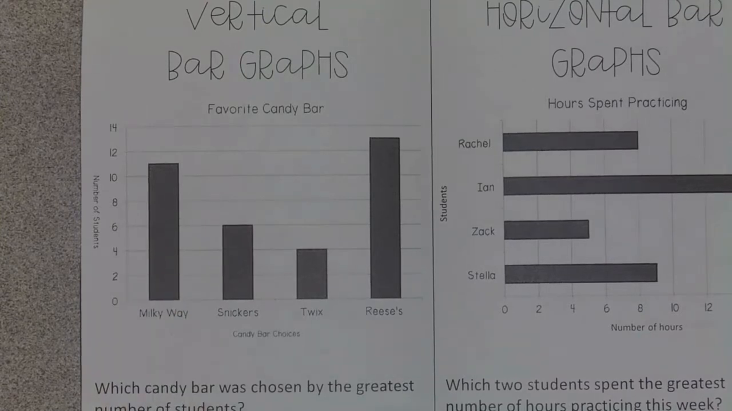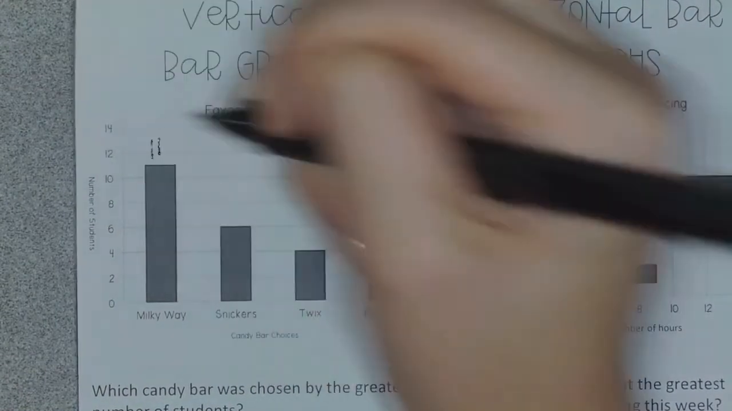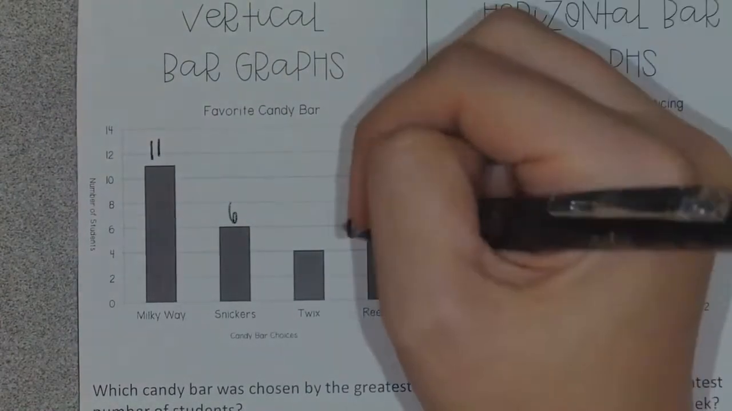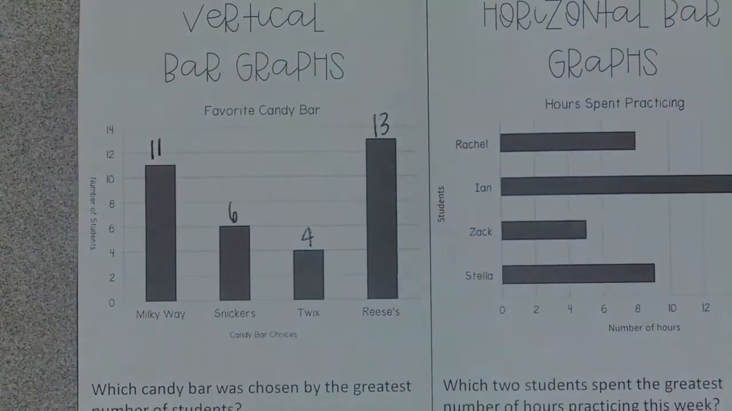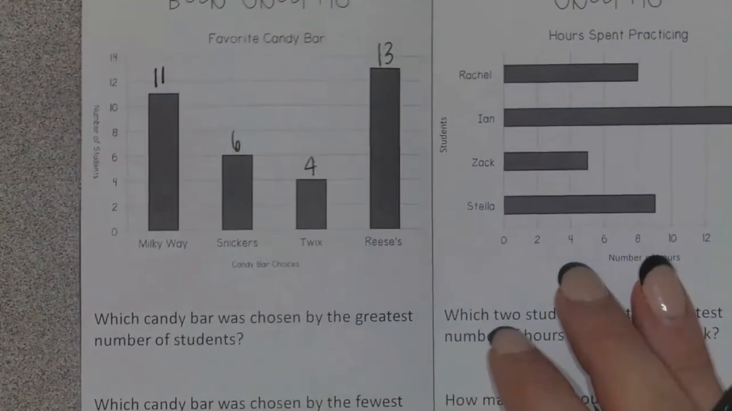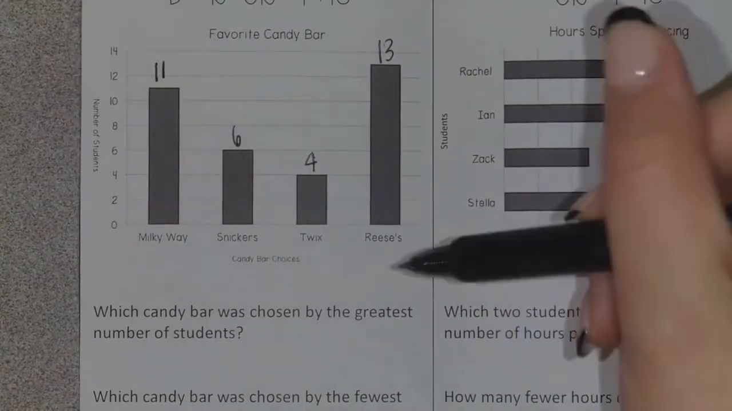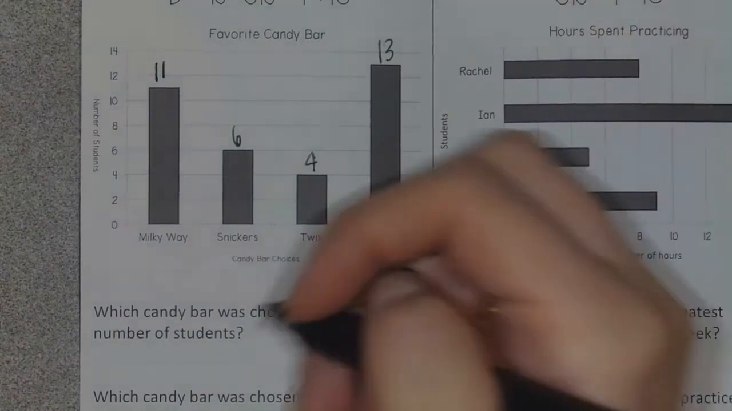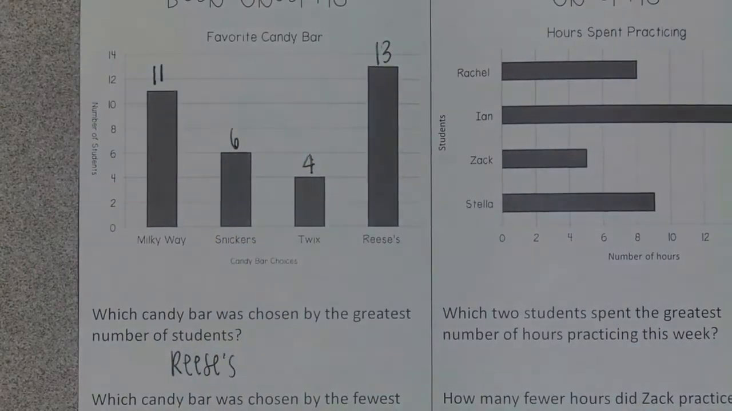So whenever I see a bar graph, the first thing I want to do is I want to label the bars. So Milky Way, it looks like 11 people picked a Milky Way. 6 people picked Snickers. 4 people picked Twix. And 13 people picked Reese's. So my first question was to know what candy bar was chosen by the greatest number of students. So Reese's, it's our tallest bar on our graph, and we see that it has the number 13 written above it. So Reese's was picked by most students.